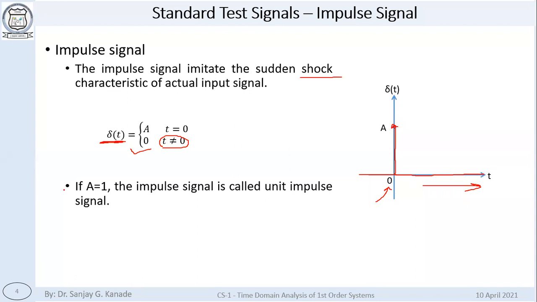If a is equal to 1, the impulse signal is called as unit impulse signal. Okay, it is called as unit impulse in this case. Okay, now what is the example? As I said, I am going to tell you a practical example of this.